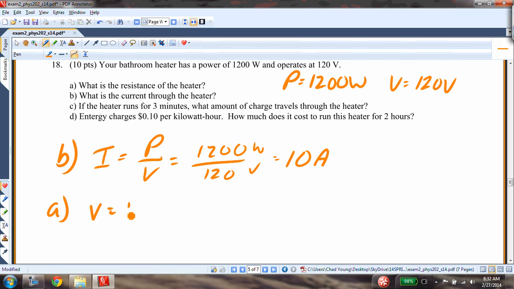All right. And then I can do A from Ohm's law. There's some other ways you can do this, but I chose to do it this way. If I want to know R, it is V over I, which is 120 volts over 10 amps. So that's, what, 12 ohms?